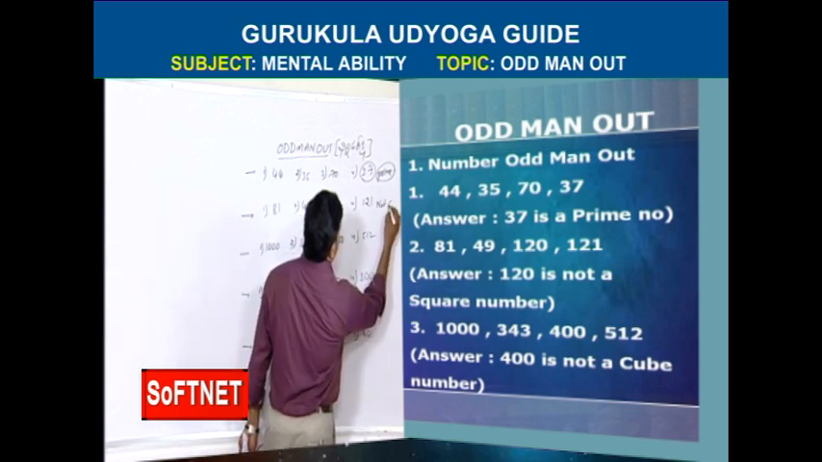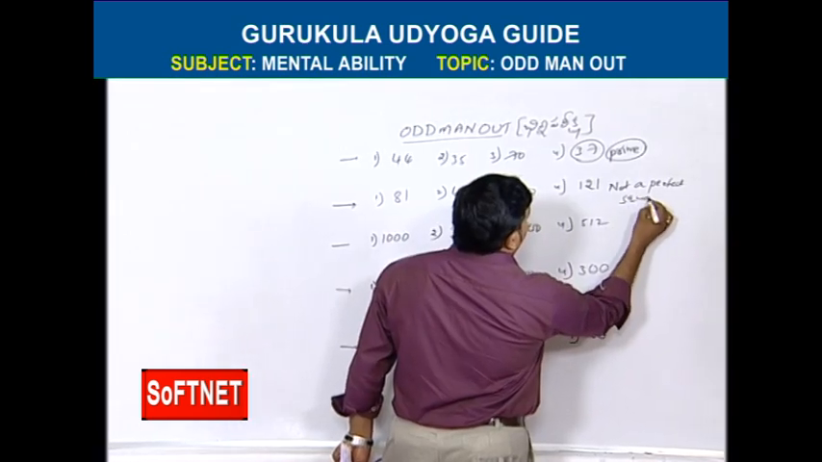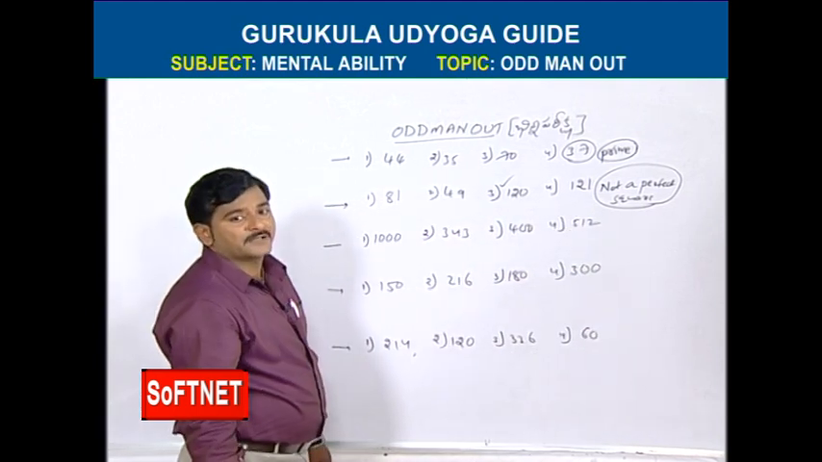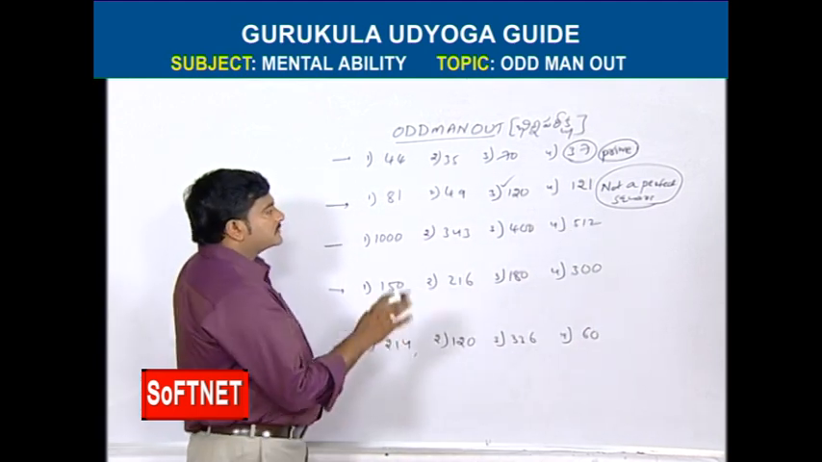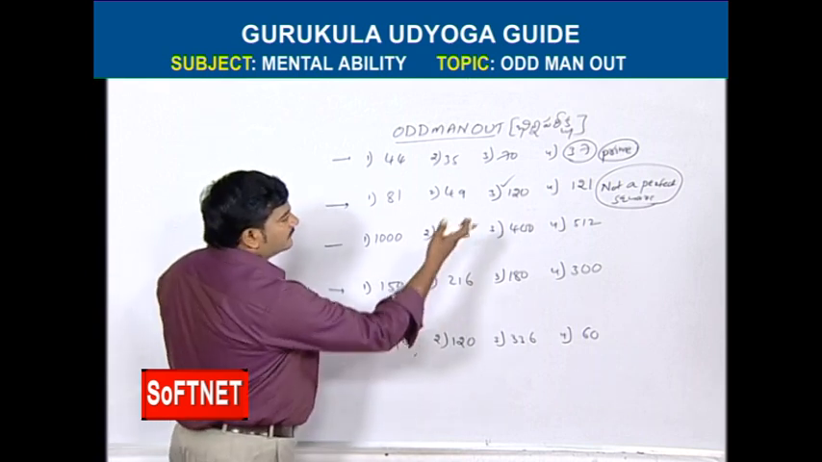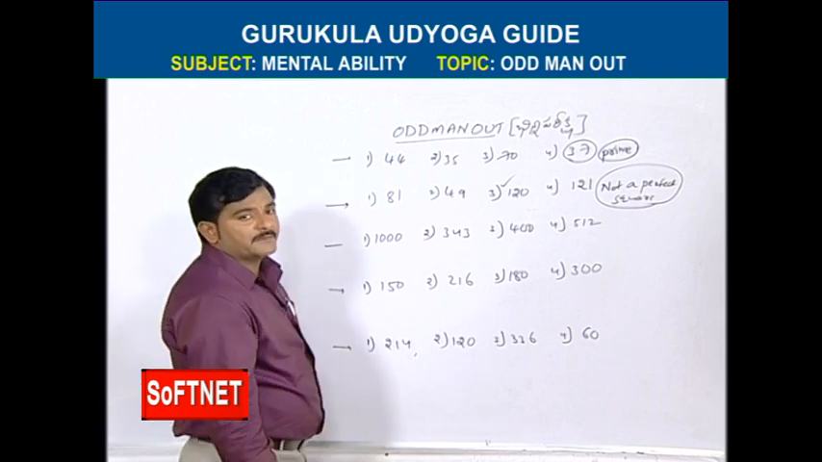What is the concept here? It is not a perfect square. That is the concept involved. I hope you understood. So that is the answer for the second question. The second question's answer is the third option, and the logic involved is that it is not a perfect square.